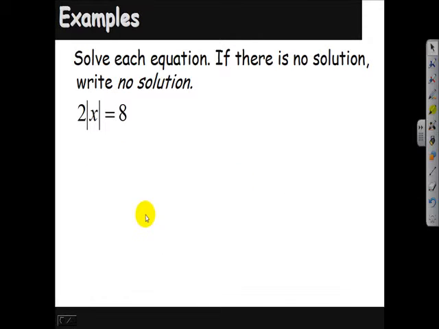We're going to solve the equation 2 absolute value of x equals 8. We're just going to divide both sides by 2 to isolate the absolute value. Absolute value of x equals 4, therefore x equals positive or negative 4. Again, absolute value equations have two solutions.